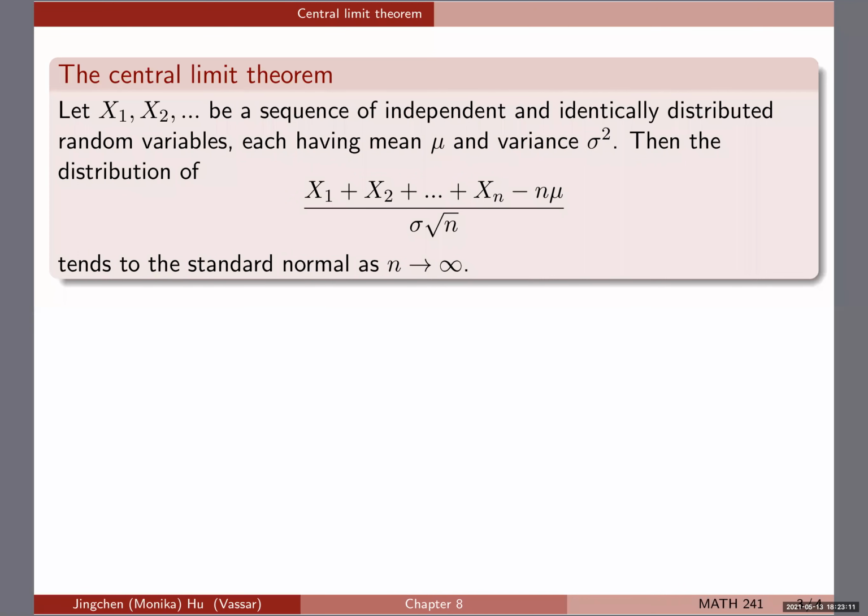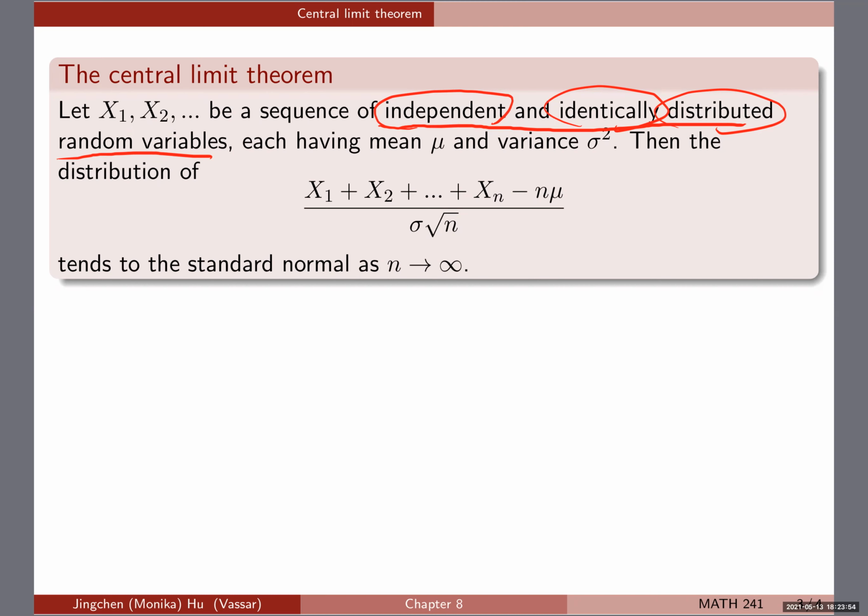So let X1, X2 to Xn be a sequence of independent and identically distributed random variables. What this term means is that X1 through Xn are independent from each other, but at the same time, they follow exactly the same distribution. You can imagine X1 through Xn following the same binomial independently, or the same Bernoulli independently, or any of the other distributions that we have learned, like normal, uniform, geometric. Yeah, don't forget our geometric, negative binomial.